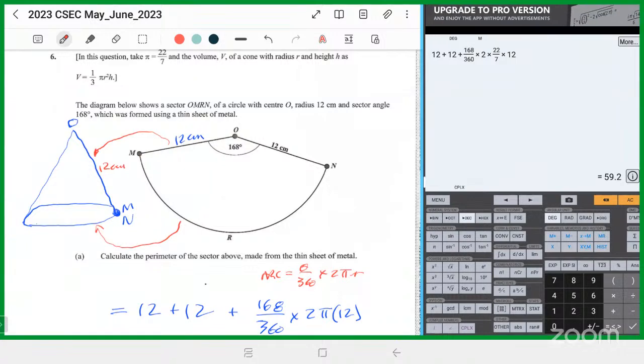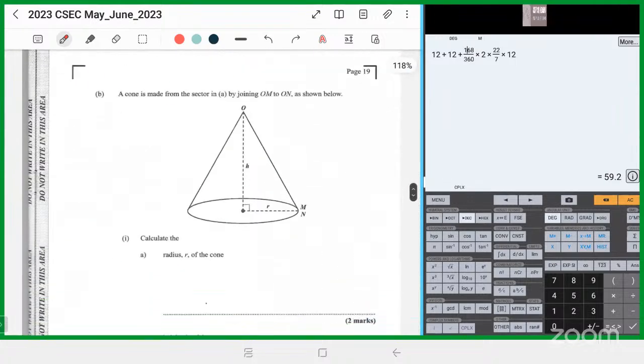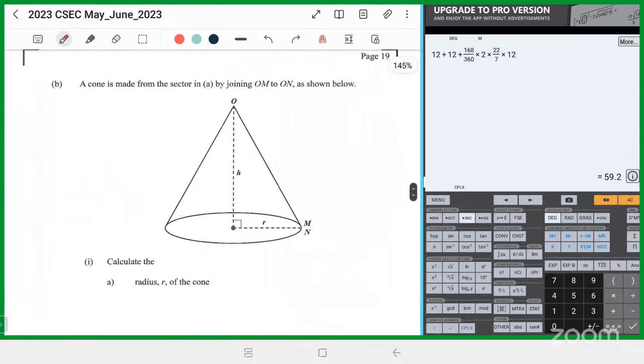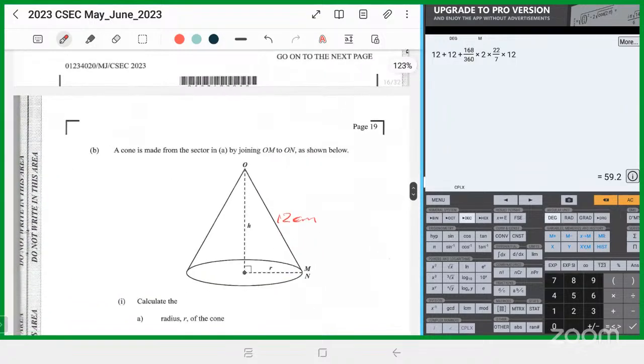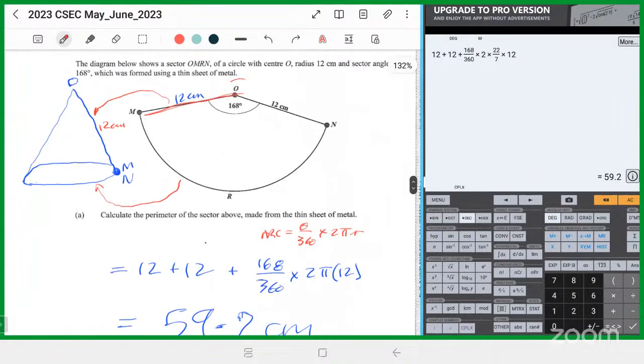That's what you're going to do here. All right, so that's what we have. You have realized that the arc length is the circumference of the base, and this length is the slant length of it. That's what you have to realize. Let me see the diagram down here. So see, you know that this length is 12 centimeters, and the same OM from the original diagram.